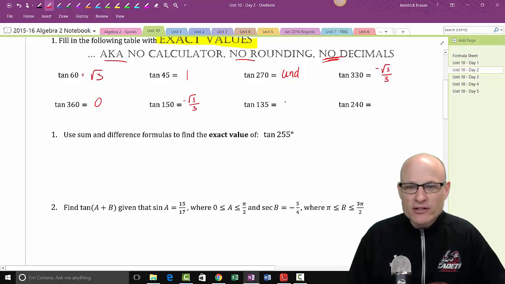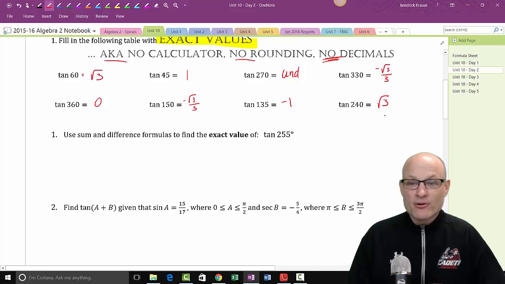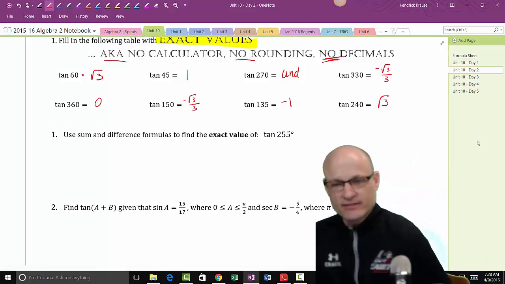Square root of 3 over 3, but negative. We're in the 2nd quadrant. 1, but we're in the 2nd quadrant, so it's negative. 240, that's a reference angle of 60 degrees. That would be radical 3. And we're in the 3rd quadrant, so it's negative. Or I mean, it's positive.